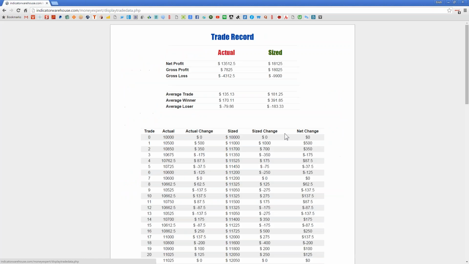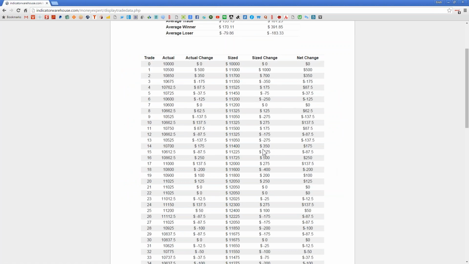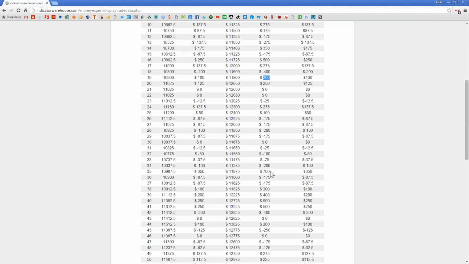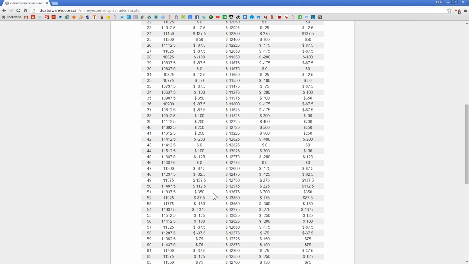If you click on the chart, however, you'll see the actual breakdown of the trades. So you can see that in here, here was a $250 winner. But because we used position sizing, we had a $500 winner. Here was a $100 winner. We had a $200 winner. The point is that all these things start to add up. And as the trade progresses, it becomes more and more influential on your account.